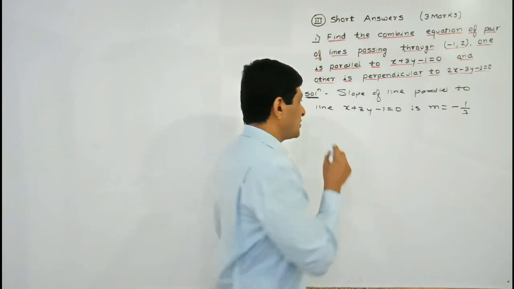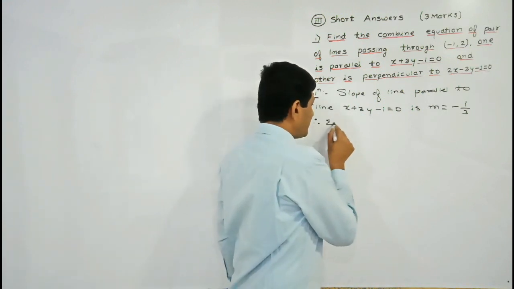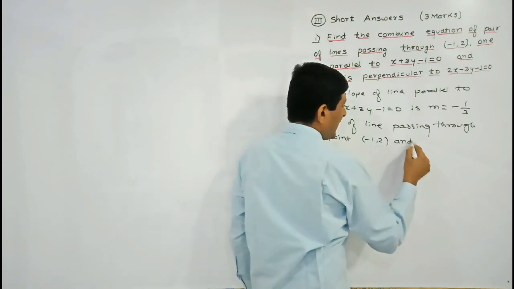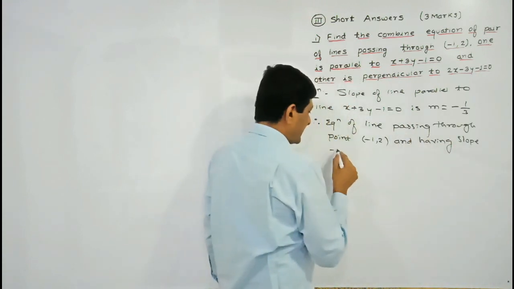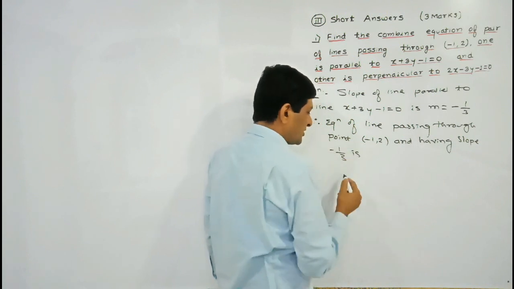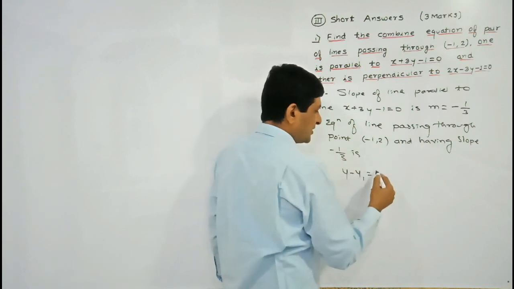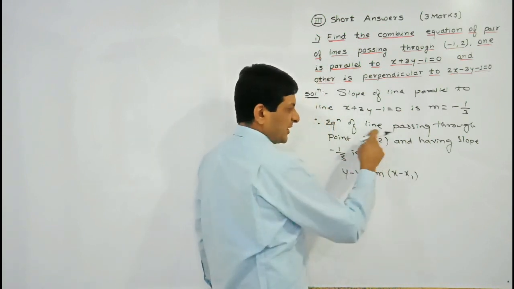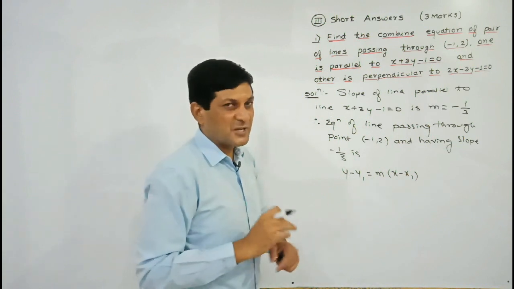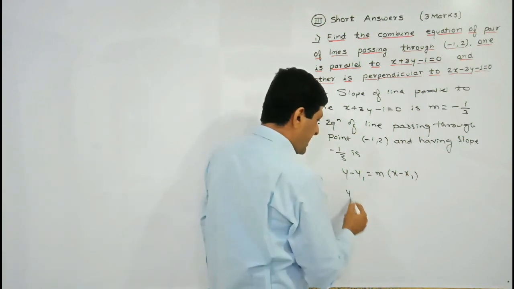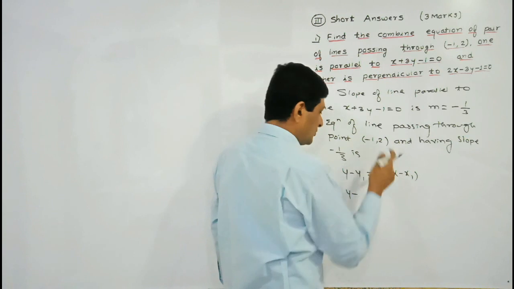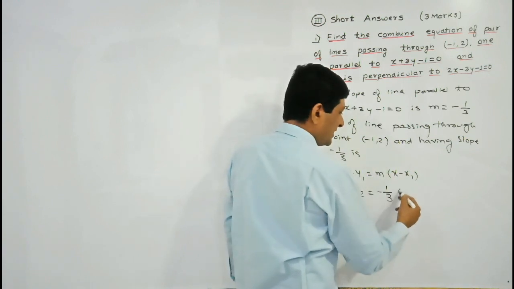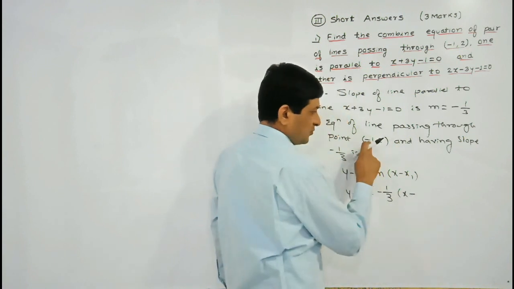Now we are finding the equation of the line. So the equation of the line passing through the point minus 1 comma 2 and having slope minus 1 by 3 is, by slope point form, y minus y1 is equal to m into x minus x1. The slope is known to us, the point is already given. So let us find the equation of the first line. Here y minus y1, what is y1? 2. So replace y1 by 2, m by its slope minus 1 by 3, into x minus x1. What is x1 here? Minus 1.